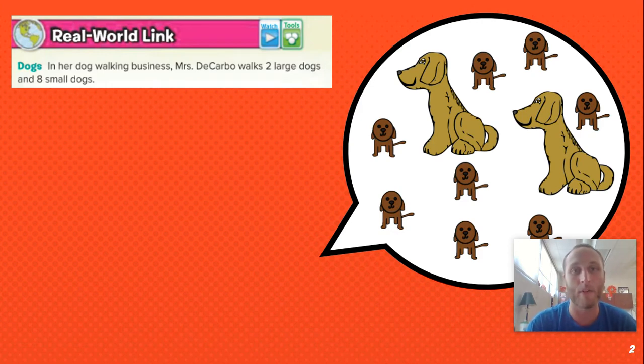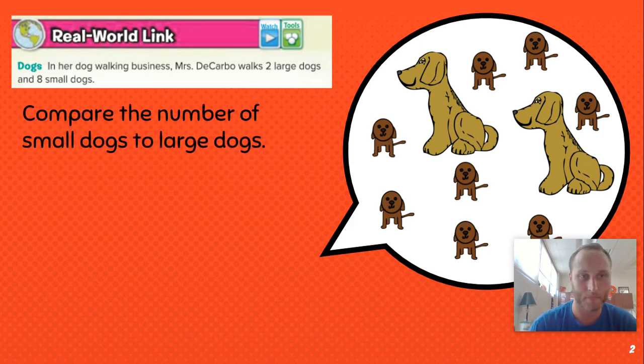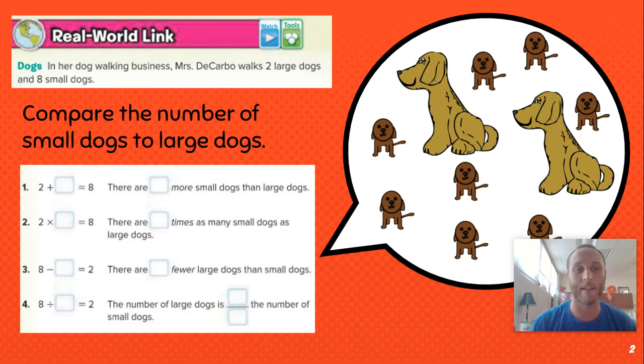So we have 2 large dogs and 8 small dogs that Mrs. DeCarbo walks in her walking business. It wants us to compare the number of small dogs to the number of large dogs. So let's look at these situations here and try to fill in these numbers. So the first one I see 2 plus blank equals 8. There are blank more small dogs than large dogs.